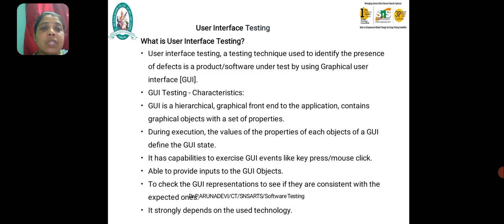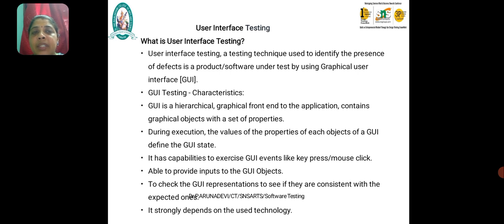So user interface testing means it is a technique used to identify the presence of defects in a product or software under testing by using a graphical user interface. It means it is used to identify the defects of the product or software by using the GUI technology. So GUI testing consists of a lot of characteristics.